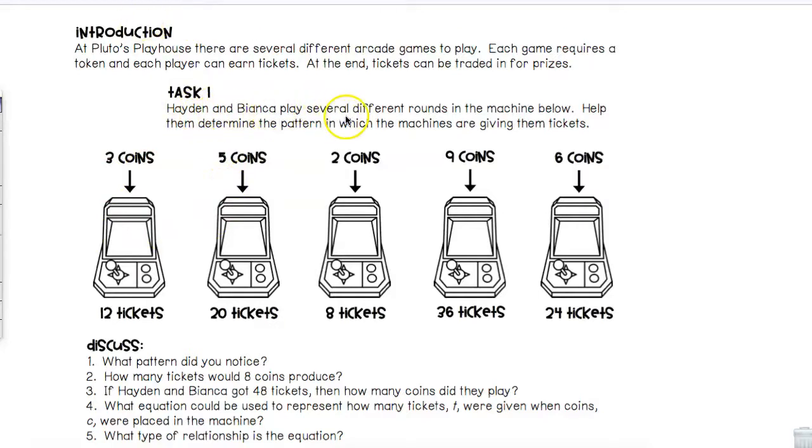Hayden and Bianca play several different rounds in the machine below. Help them determine the pattern in which the machines are giving them tickets.